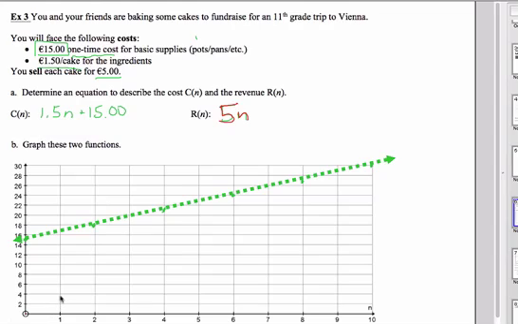And then in red, y equals 5x, and of course the y-intercept is 0. So 1 cake, I'm going to bring in €5, then €10 for 2 cakes, €15 for 3 cakes, €20 for 4 cakes, €25 for 5 cakes, and so forth. So that's your revenue.